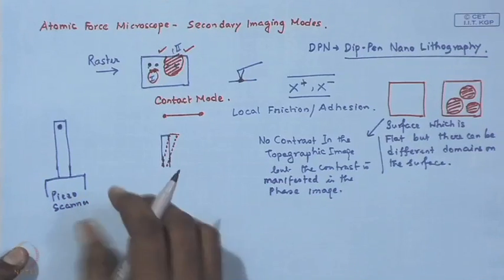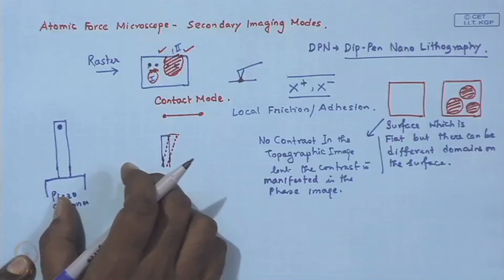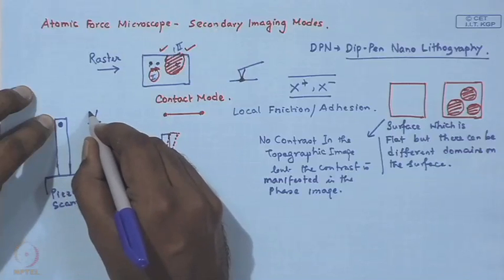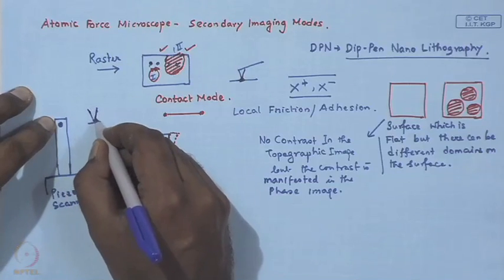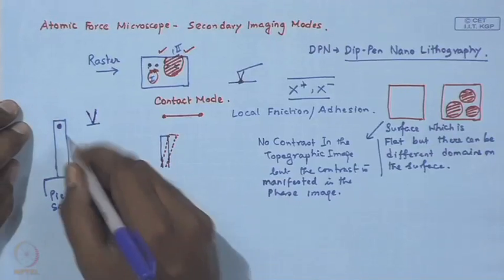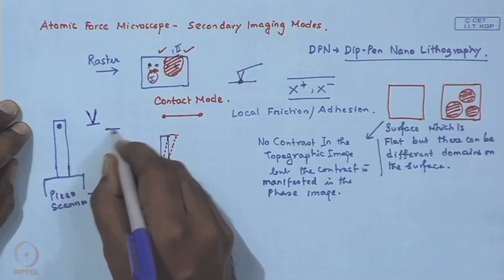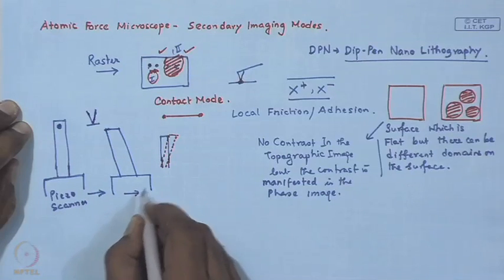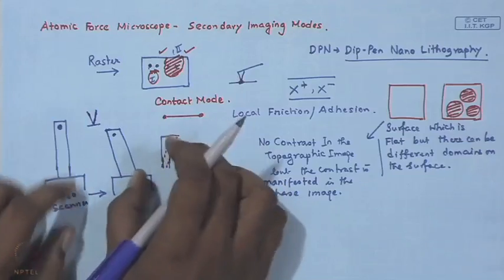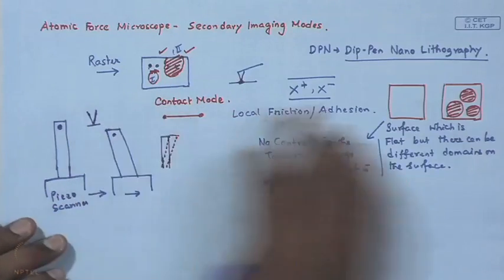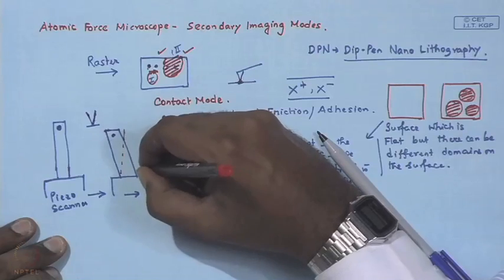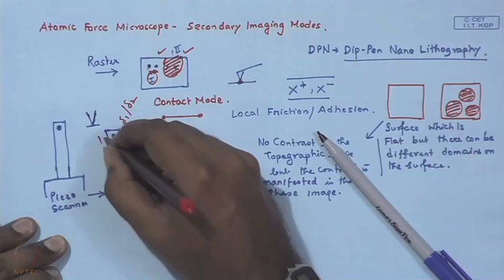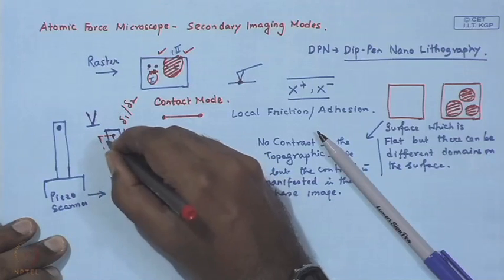So, as a part of rastering, the voltage is given here to manipulate the x plus and x minus. So, this tries to move, and the location where the tip is in contact with the surface, because of the friction, static friction, this tries to hold back. So, this movement has an intermediate configuration like this, or there is a time delay, you can say. Now, whatever is the extent of this delay or deformation or deflection in the lateral direction, that becomes a function of the local friction or adhesion on the surface.